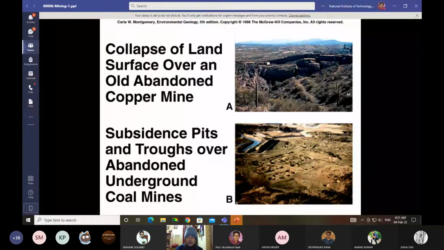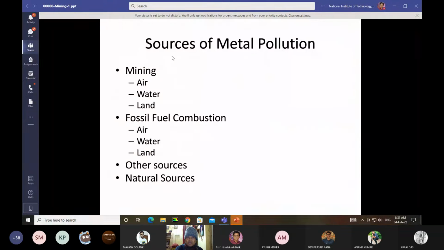So whenever you are going for mining, the sources of metal pollution are such that air pollution is there, water pollution is there, land pollution is there. So with fossil fuel combustion also, whenever coal is used for generating electricity, a lot of carbon dioxide is thrown into the atmosphere. So air is polluted, water is polluted, land is polluted. Other natural sources are also there which pollute and cause metal pollution.